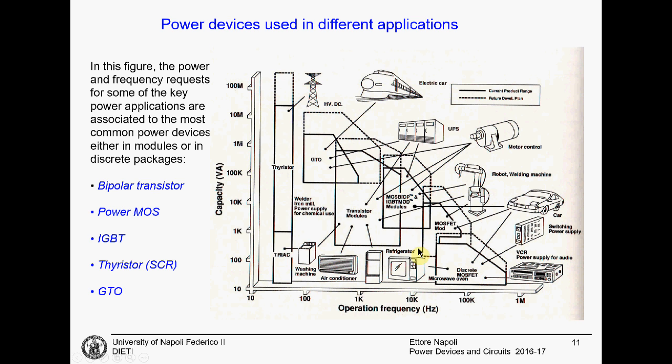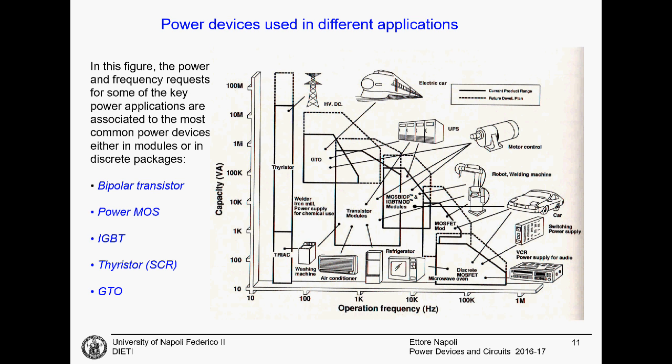When the power increases, MOSFETs are no more used. You use something that is named IGBT modules. Then you have transistors, generic transistors. Then you have another unknown device for the moment, that is the GTO. Then you have the thyristors, the triac. Now the triac is no more used. These names are unknown for us. We will study them in the following lectures.